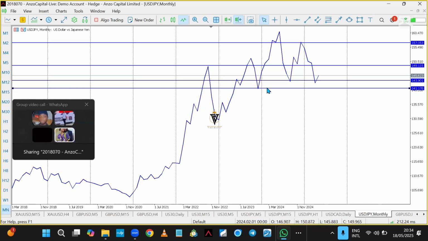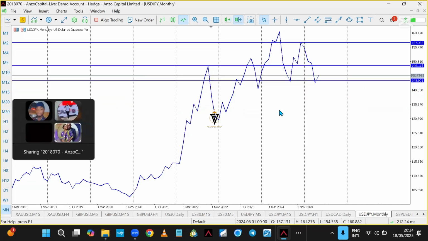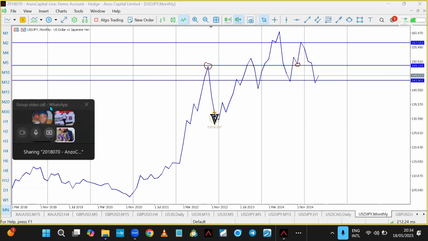All right, so this is basically it. I have 3 levels on the monthly time frame, 3 obvious levels that I can spot. Somebody will be asking where I'm seeing this middle level. Well, let me point that out to you. See here. That's what I'm looking at.